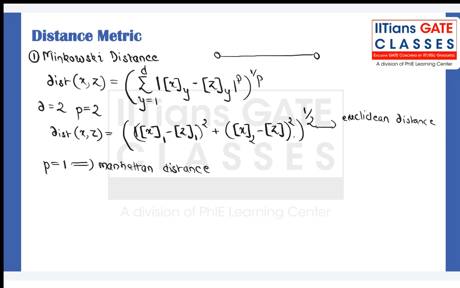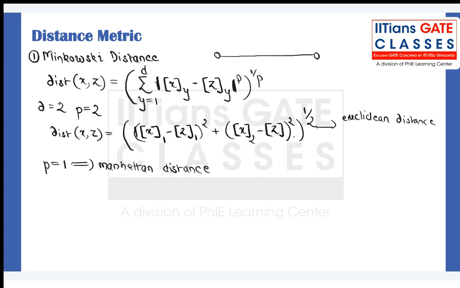What is Manhattan distance? Acha, what are these bars here? Is that necessary? What is that bar here? I never said what that bar is. What is that bar? That bar is nothing but the absolute value.